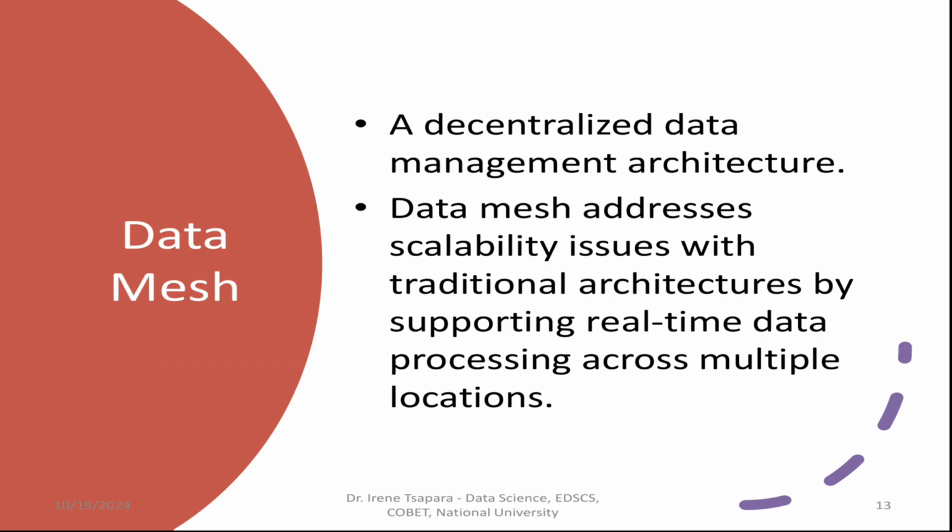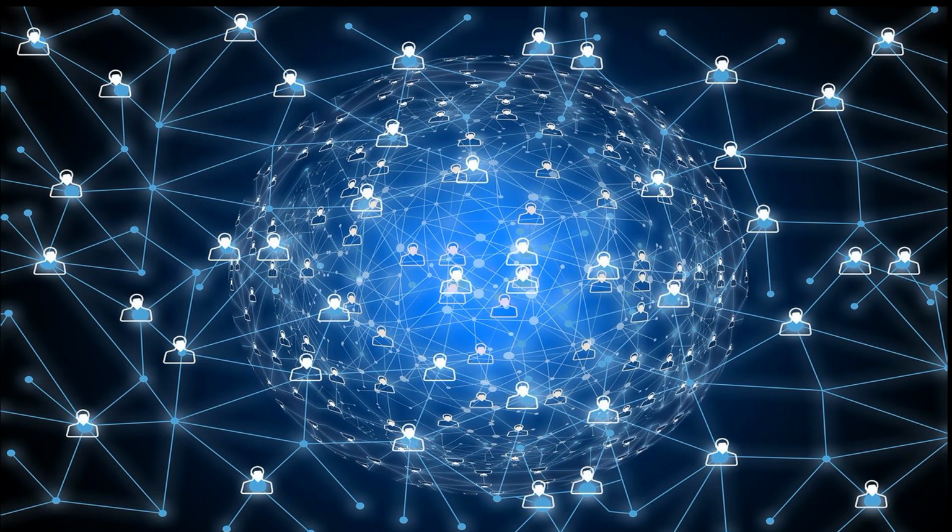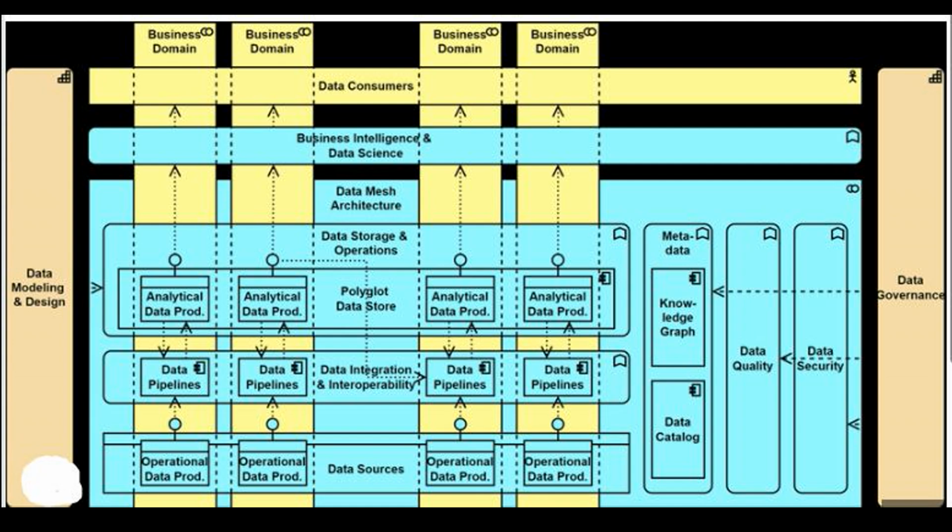Data mesh is a decentralized data architecture that treats data as a product and assigns responsibility for data ownership to domain teams. This model moves away from centralized data teams and instead distributes data engineering capabilities across the organization. Each domain team manages their own data pipelines, quality checks, and metadata. A core principle of data mesh is federated governance, ensuring standardization and compliance while allowing flexibility. The goal is to overcome bottlenecks in traditional centralized architectures and support agile, scalable data operations.